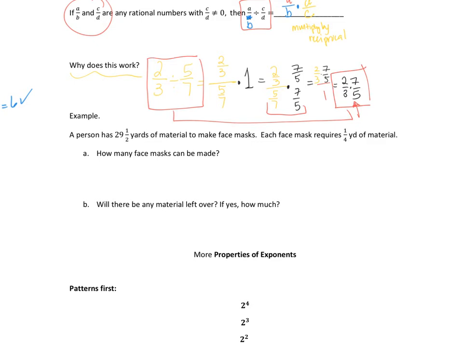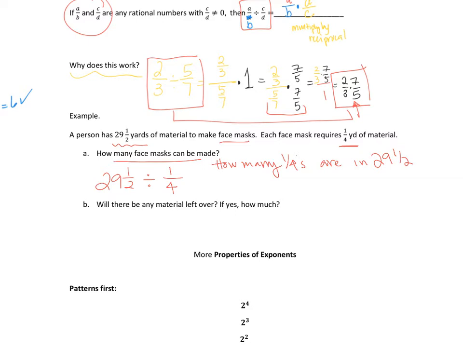All right, so we have a little example of a word problem relevant to today. A person has 29.5 yards of material to make face masks. Each face mask requires 1/4 yard of material. And so we're asking how many face masks can be made. So really it's saying I have 29.5 yards that I need to divide up into little sets of 1/4. So another way I could ask the question is how many 1/4 are in 29.5.